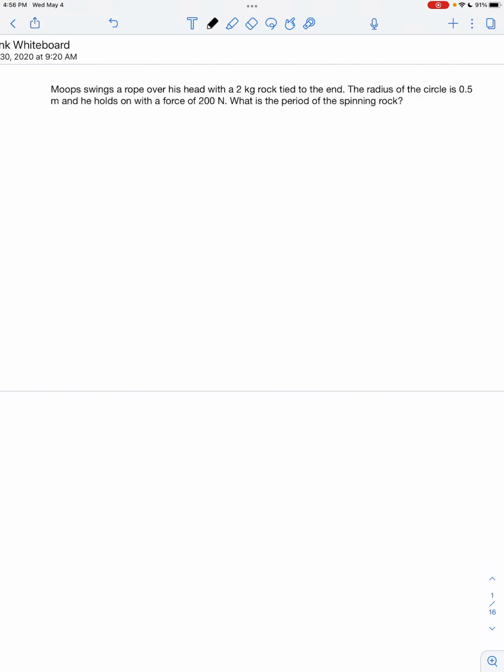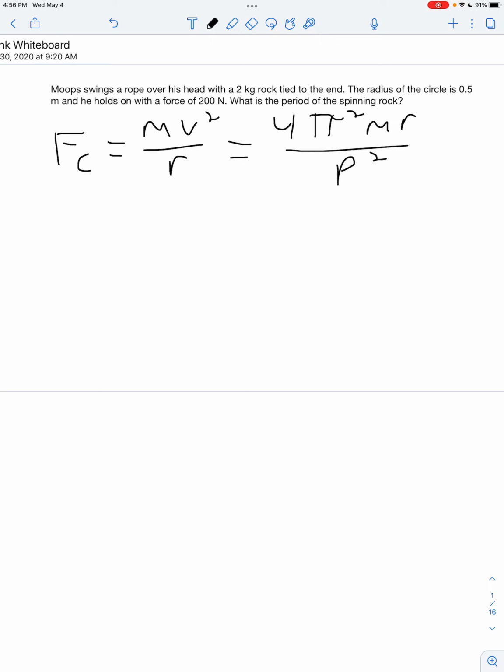Howdy. For this problem, we're going to look at the centripetal force. For this one, we have an equation that is centripetal force equals mv squared over r. And that can also be written as 4 pi squared mr over p squared.